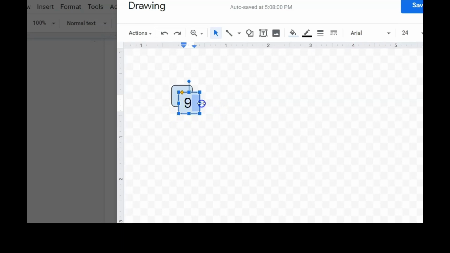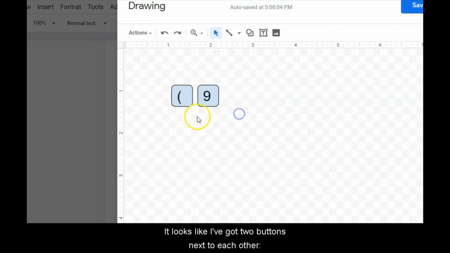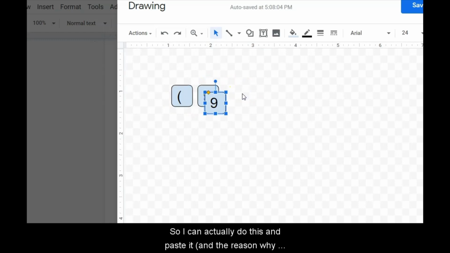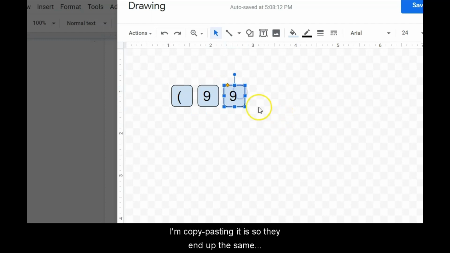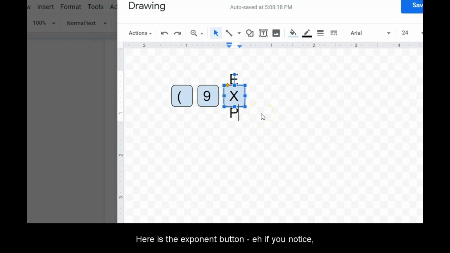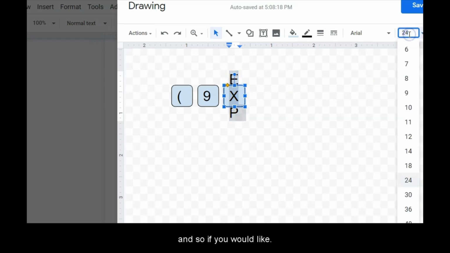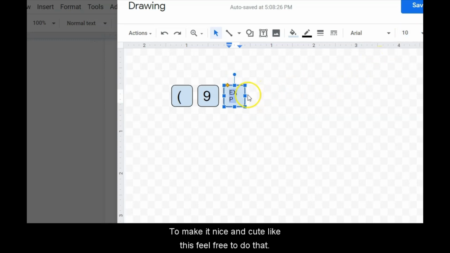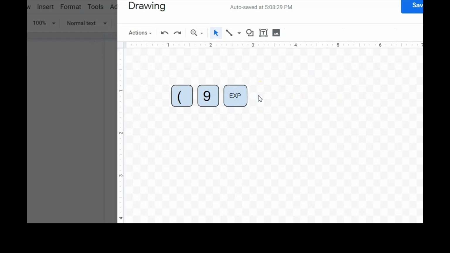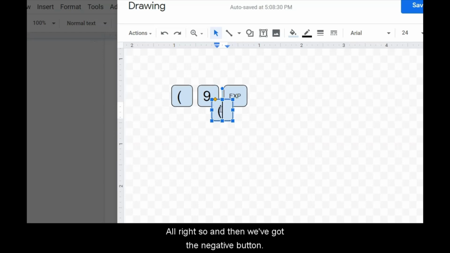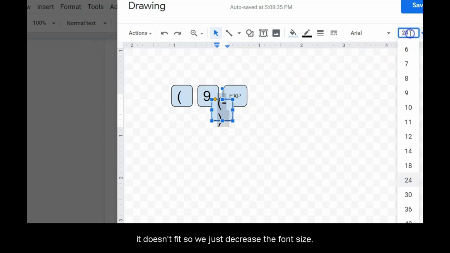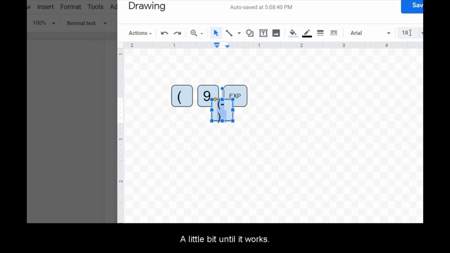So here it looks like I've got two buttons next to each other, the parentheses button and then the 9 button. I can paste it, and the reason I'm copy pasting is so they end up the same size, distance apart, and all that kind of stuff. And then here is the exponent button. Now if you notice, that's a little too big, so let's change the font size. If you would like to make it nice and cute like this, feel free to do that. Then we've got the negative button, but if it doesn't fit, we just decrease the font size a little bit until it works.